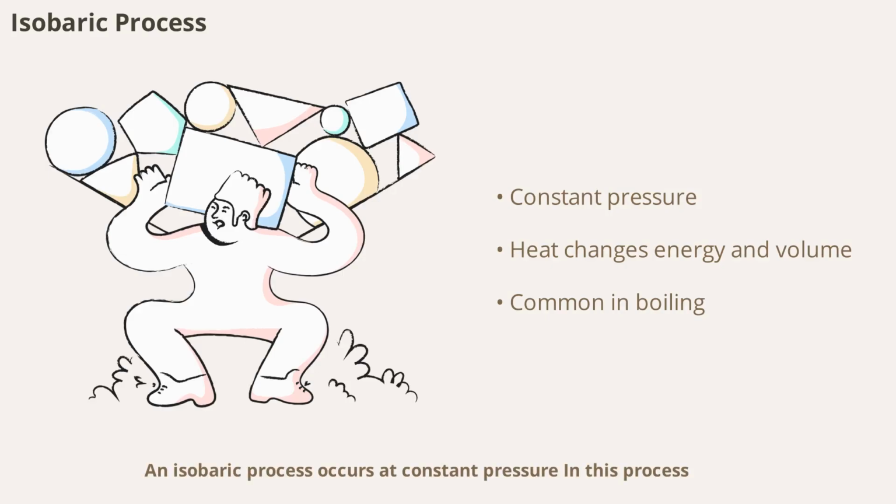An isobaric process occurs at constant pressure. In this process, the heat added to the system goes into changing both the internal energy and doing work as the system expands or contracts. Isobaric processes are common in everyday life, such as boiling water at atmospheric pressure.